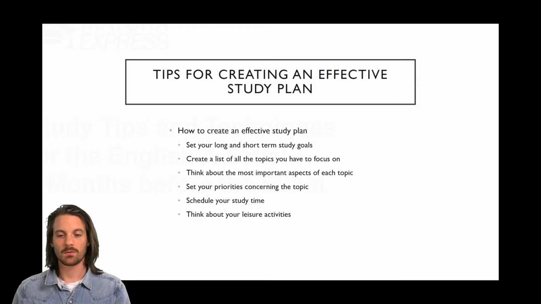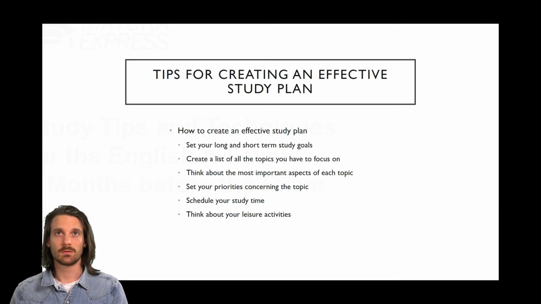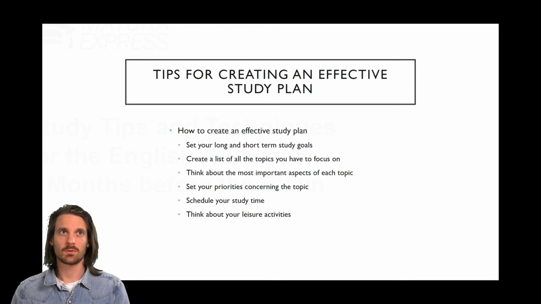Goes hand in hand with thinking about the most important aspects. Actually, priorities concerning the topic means basically, for example, vocabulary. Is it more important to know the vocabulary, or do I need to have certain additional knowledge, which normally goes with every topic, so you need to have some sort of additional knowledge.